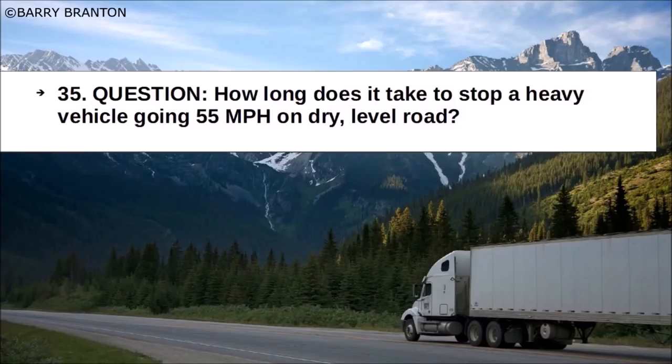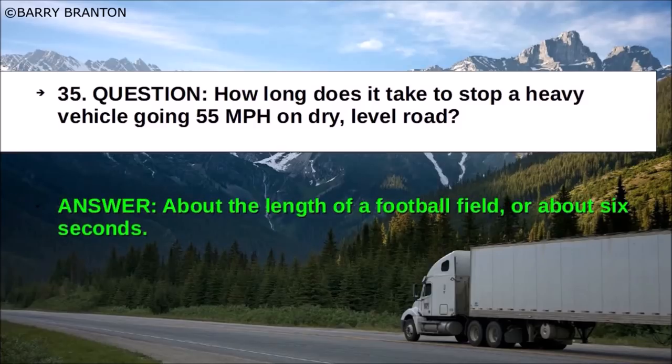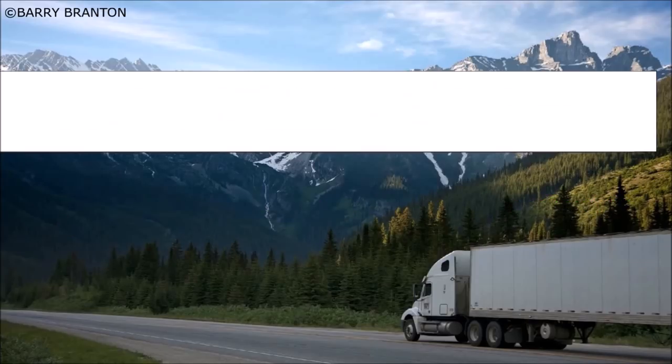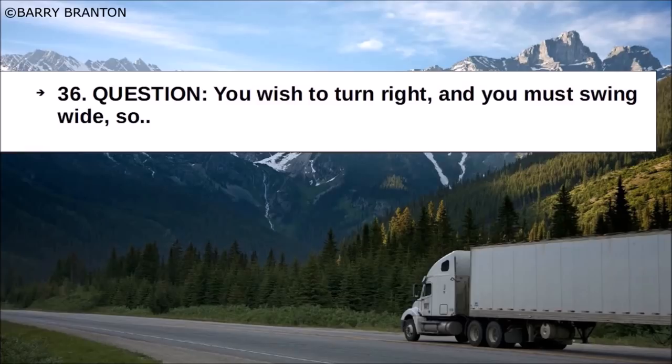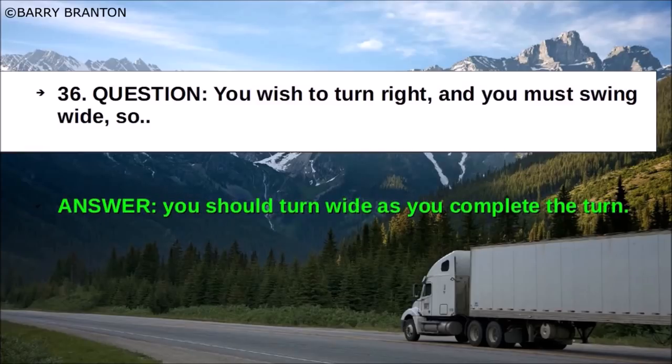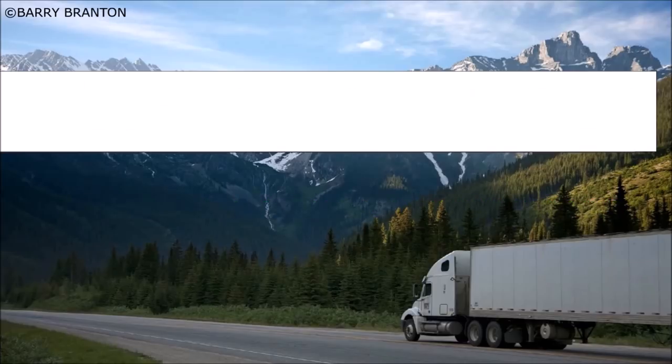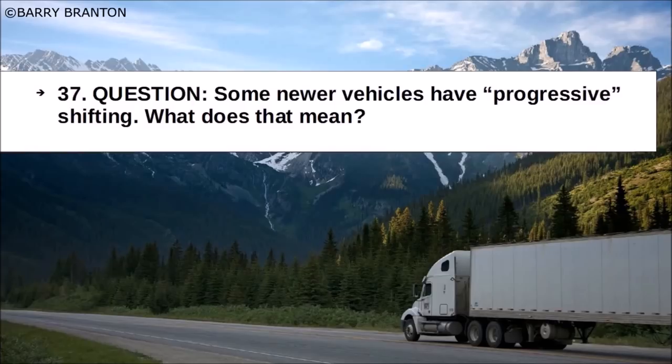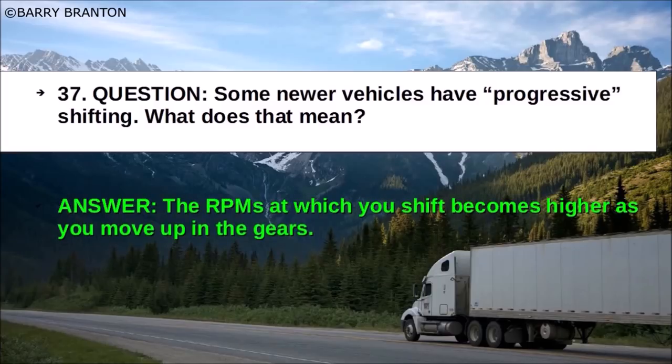How long does it take to stop a heavy vehicle going 55 miles per hour on a dry, level road? About the length of a football field, or about 6 seconds. You wish to turn right, and you must swing wide, so you should turn wide as you complete the turn. Some newer vehicles have progressive shifting. What does that mean? The RPMs at which you shift become higher as you move up in the gears.